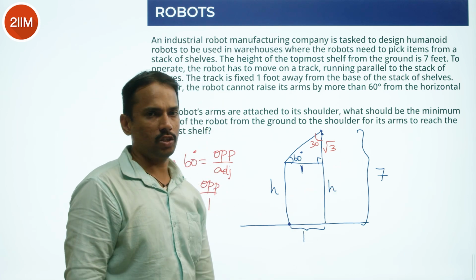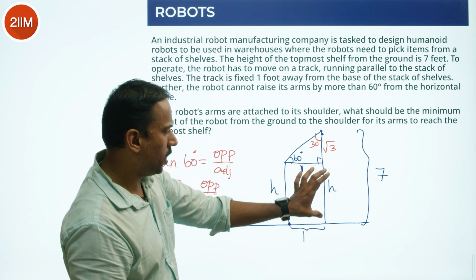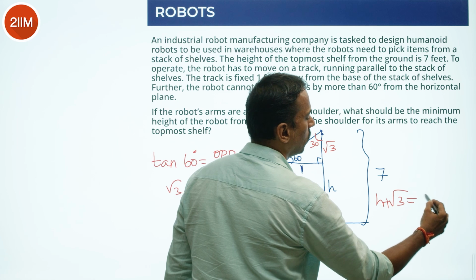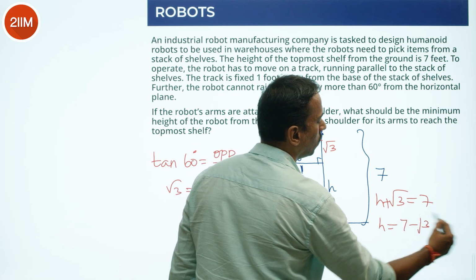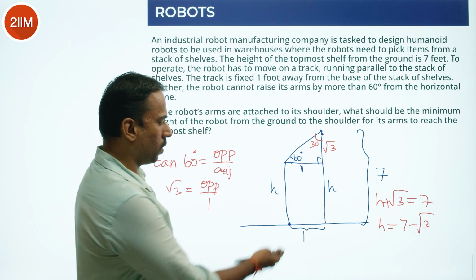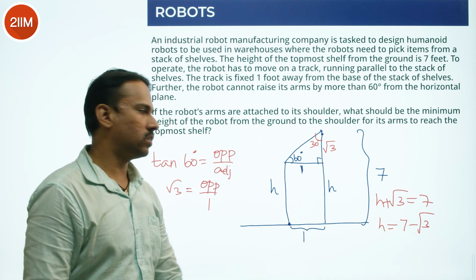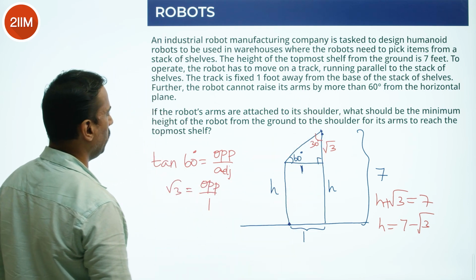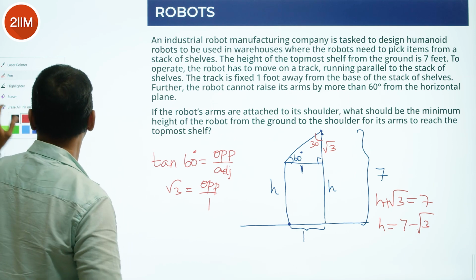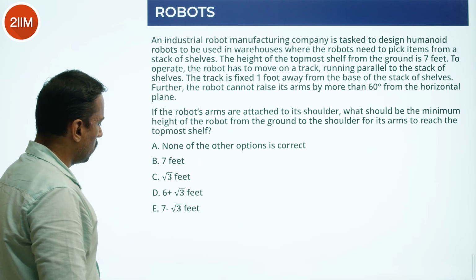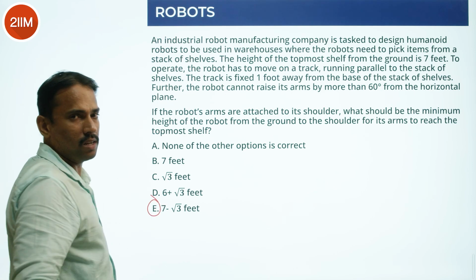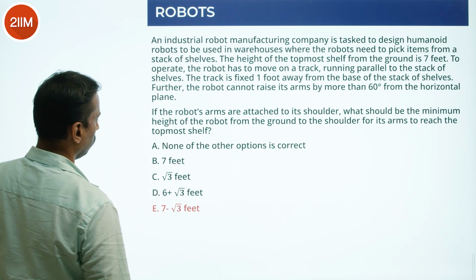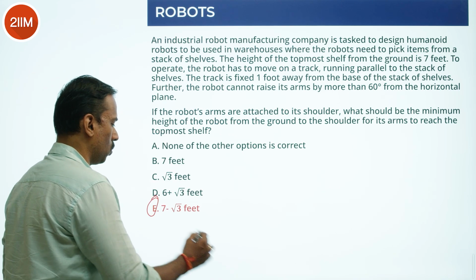Now I need to find the value of h. So what we can do? Very simple. This h plus this √3 is going to be 7. So h plus √3 is 7, meaning h is 7 minus √3. That means the height of the robo from ground to its shoulder level has to be at least 7 minus √3 so as to access this. That's all. So 7 minus √3 should be our answer. We'll just check this. Yes, we have option E saying our right answer. 7 minus √3. We'll check if it is right. Yes, option E, 7 minus √3 feet is the right answer.